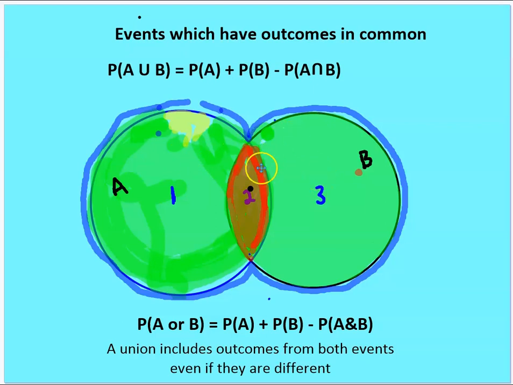So it's 1 plus 3 minus 2, and that's what I get here. The probability of A or B is equal to the probability of A plus the probability of B minus A and B. So a union includes outcomes from both events, even if they are different. And when we find the probability of A or B, it's A plus B minus A and B. And we can use the union and intersection, union for or, intersection for and.